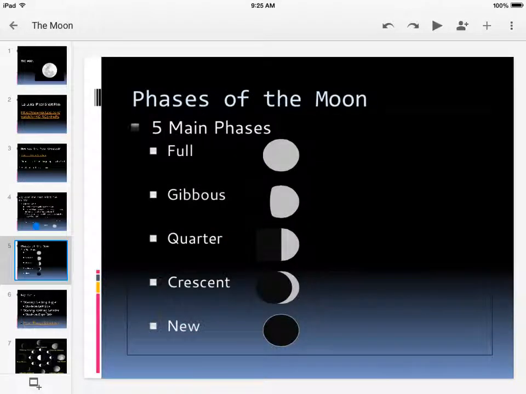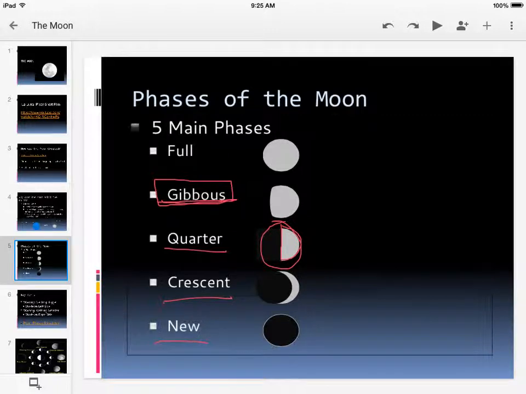Alright, so because the moon goes around, we see different phases of the moon. So we see a full moon, a gibbous moon, or gibbous moon, as Miss J likes to say, a quarter moon, a crescent moon, and a new moon. Now, the confusing thing is that a quarter moon is where we actually see half of the moon lit up. But if you think about the entire moon itself, we're only seeing 1/4 of it.